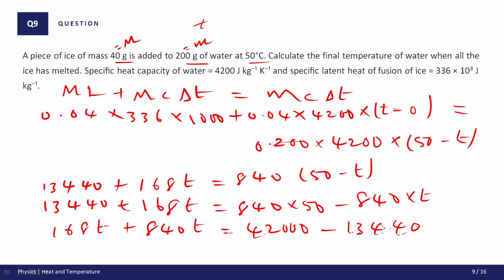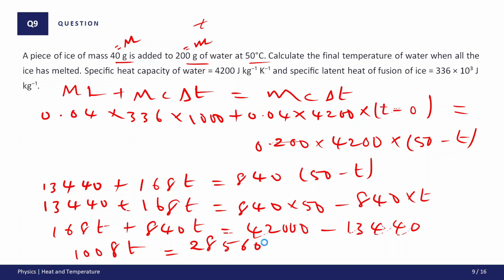168 plus 840 equal to 1008. 1008 T equal to, subtract 42,000 minus 13,440, will get 28,560.